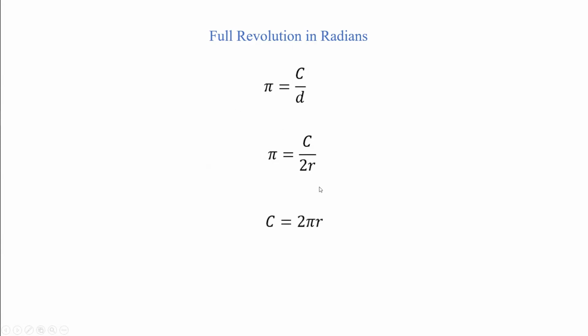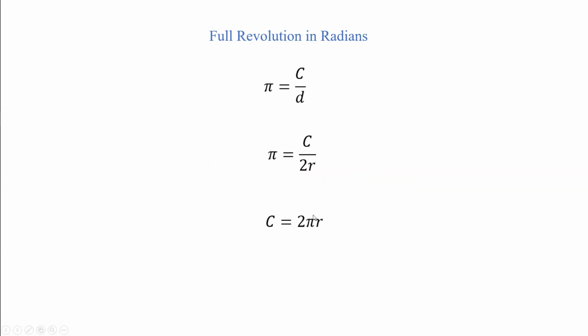Let's solve this for c. So I'm going to multiply both sides by the denominator 2r, and then that's going to leave c by itself. And over here, that's going to change this to 2 pi times r. Okay, so we know that the circumference of any circle is 2 pi r.